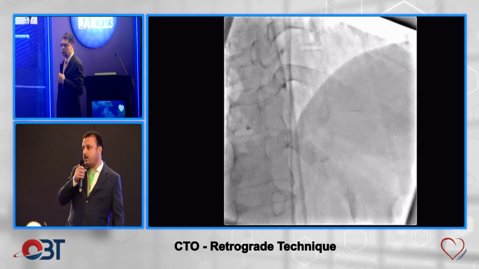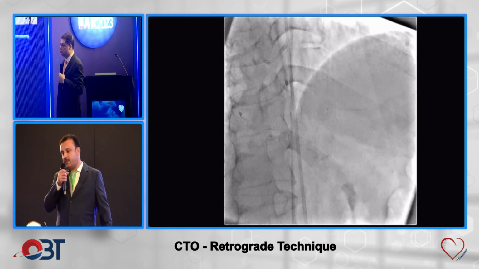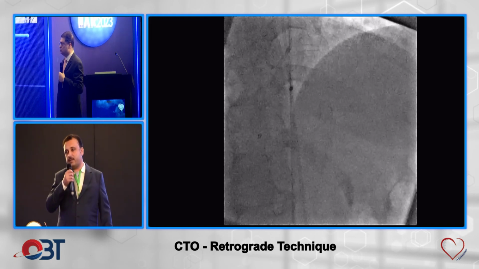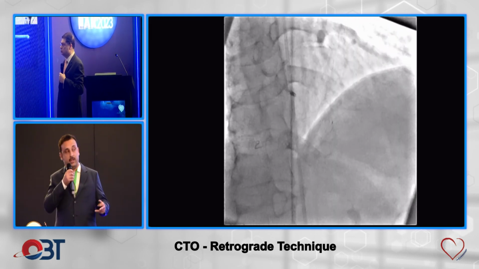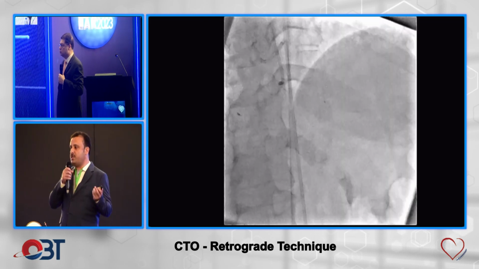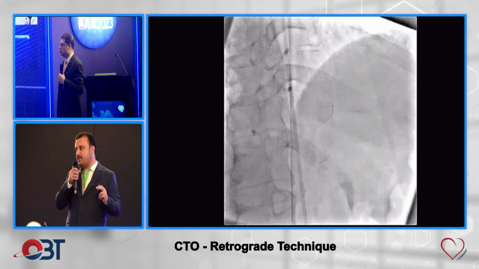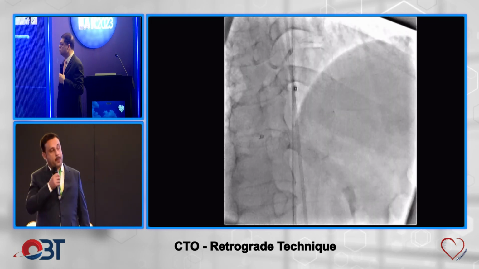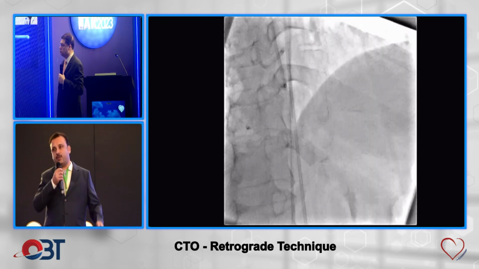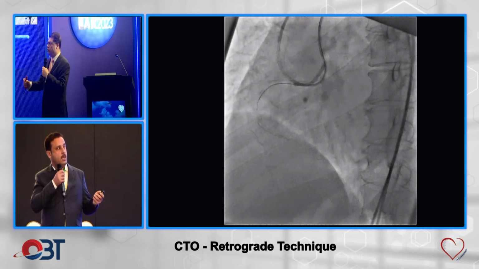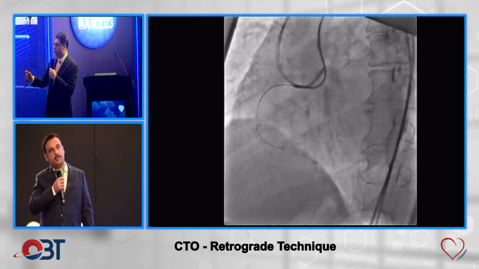It is 1.0. Now, there is a debate about the length of the balloon. I don't know which length of the balloon will work more, whether 105 or 110 will cross easily. But this 105 couldn't cross. Sometimes you can just inflate the balloon at a very low atmosphere just to create a little bit of space for your microcatheter to cross.